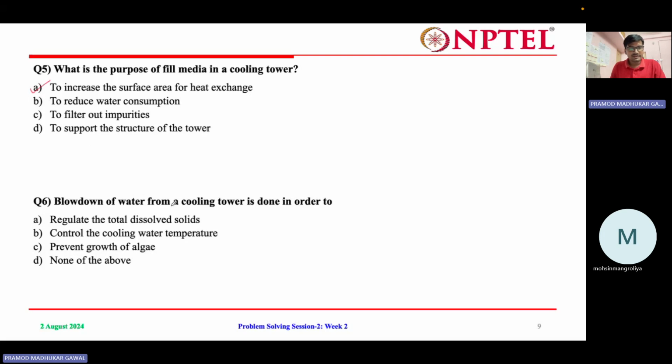Question: the blow down of the water from the cooling tower is done in order to. Options given: regulate the total dissolved solid, control the cooling water temperature, prevent the growth of algae, and none of the above.